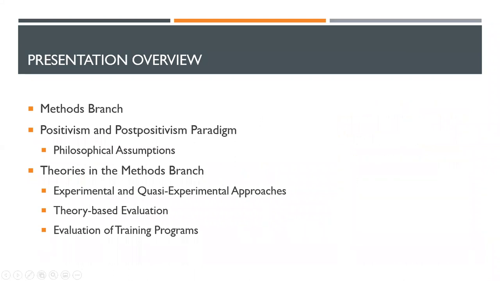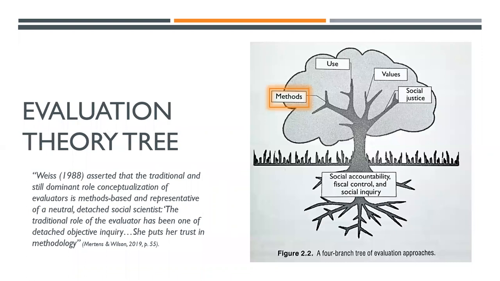Here is a brief overview of the presentation. Although there are 4 branches on the evaluation theory tree, the methods branch is the most influential and dominant one.